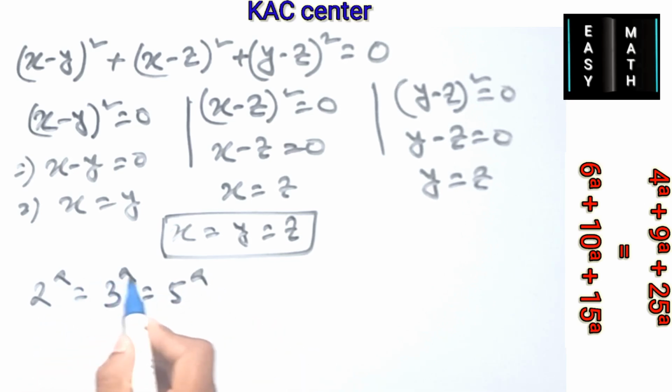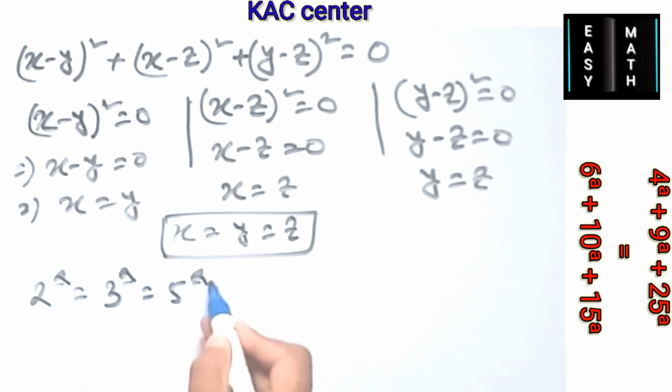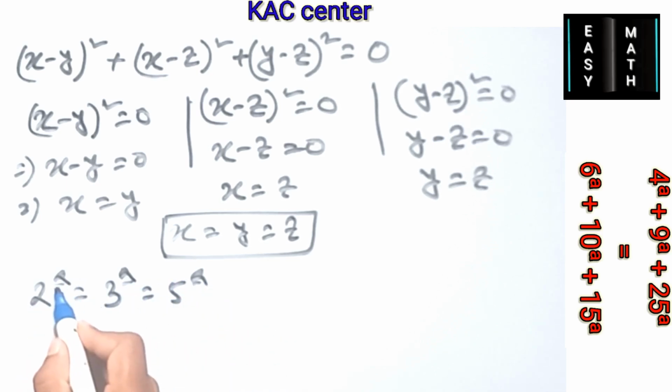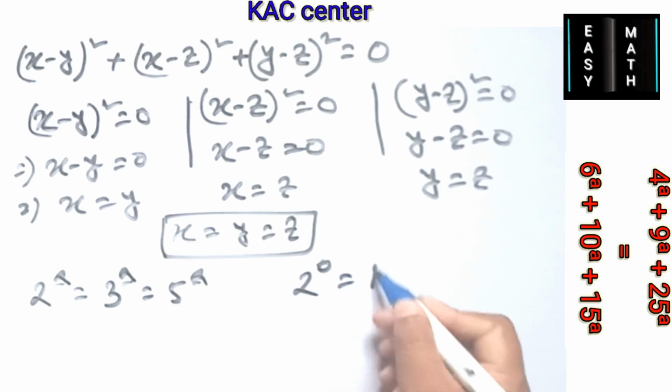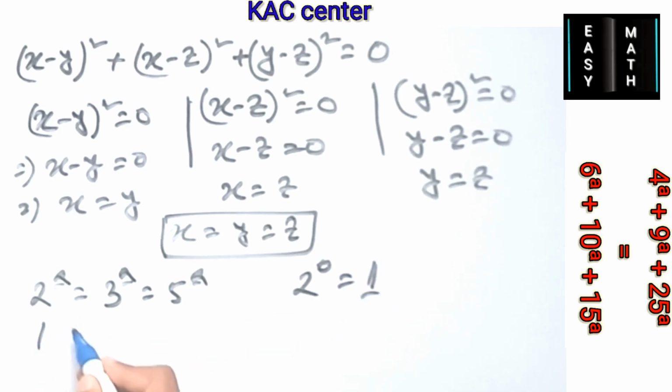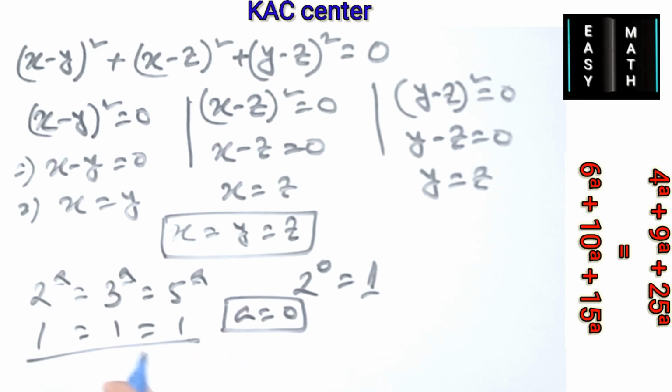When these are all similar, any number to the power 0 is 1. So we can write this is 1, this is 1, and this is 1 when a is equal to 0. Then this is possible. So we can find that a is equal to 0.